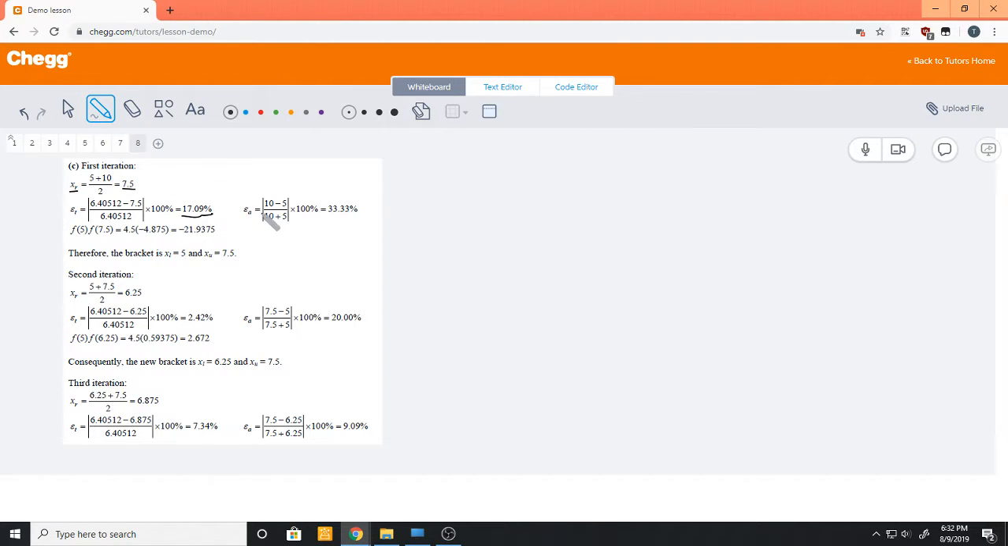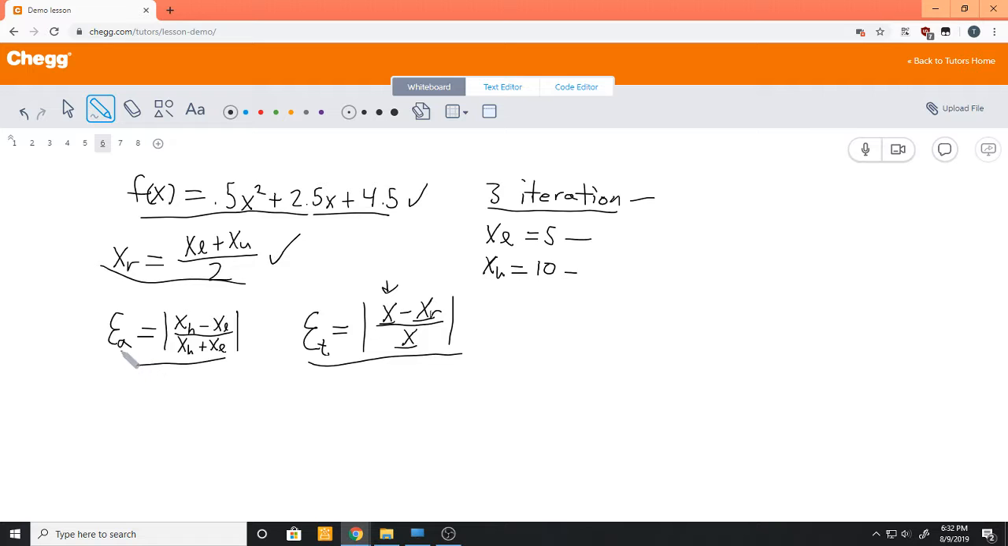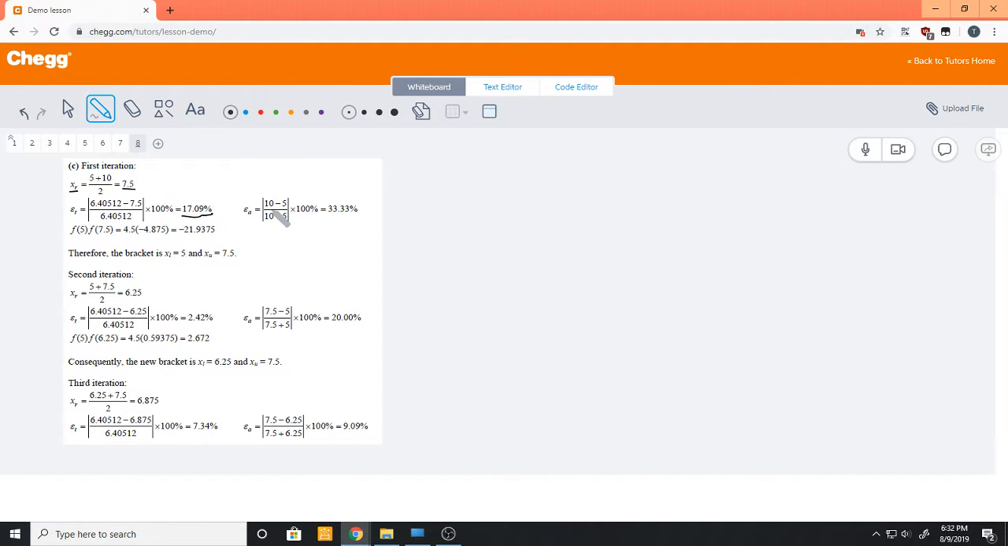Now we can calculate our absolute error using this equation. It's our x upper minus x lower over the x upper plus x lower times 100%, and that gives us 33.33%. Normally absolute error requires you to do at least one iteration to get it, but the bisection method is a little bit different, so we're allowed to use this equation for our first guess.